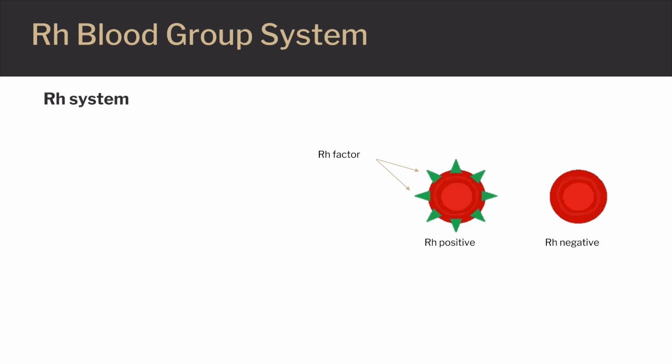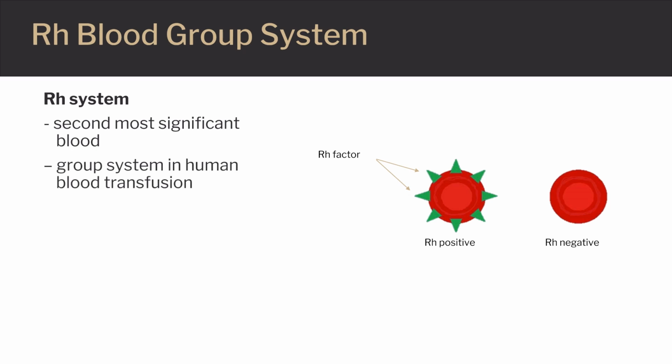The RH system, meaning rhesus, is the second most significant blood group system in human blood transfusion, with currently 50 antigens. The most significant RH antigen is the D antigen, because it's the most likely to provoke an immune system response of the 5 main RH antigens.